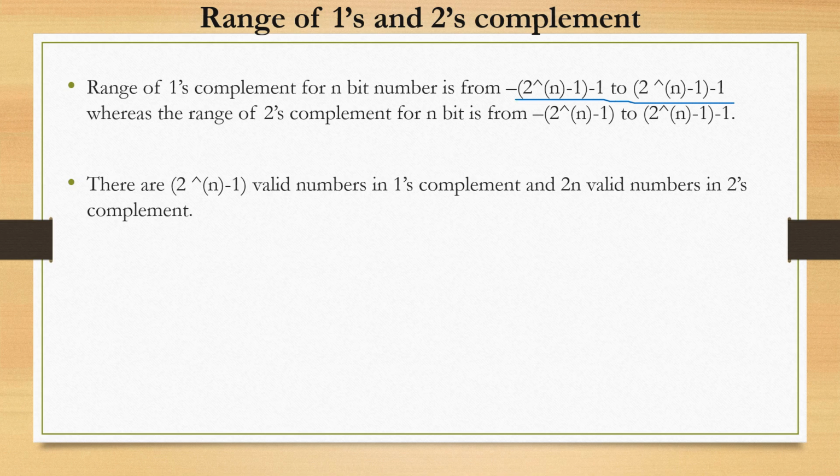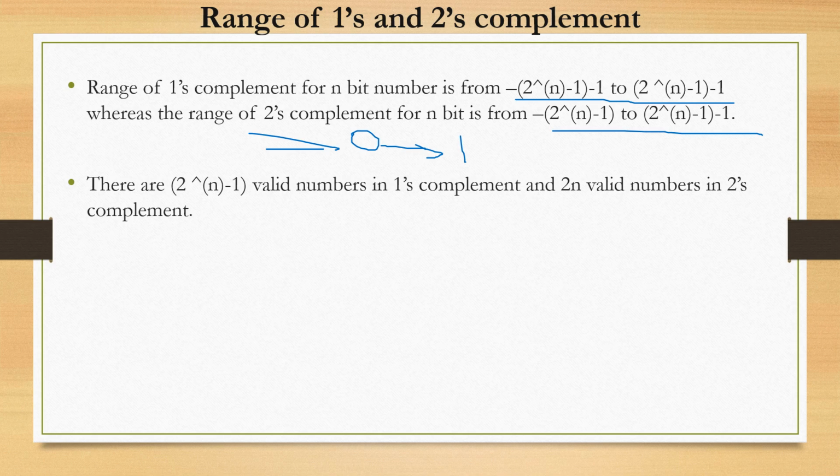Now the range of the number systems. Okay, so the range of ones complement and sign magnitude is from minus 2 to the power n minus 1, plus 1, to 2 to the power n minus 1, minus 1, because they represent both positive and negative numbers. Whereas in the case of twos complement, 0 is represented by only one pattern. So the range of twos complement is from minus 2 to the power n minus 1 to 2 to the power n minus 1 minus 1.